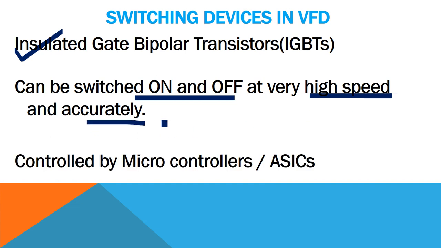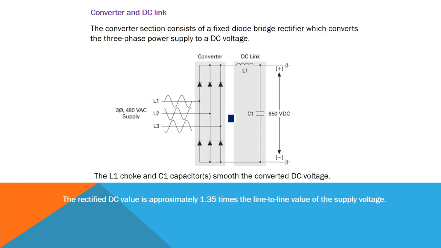We will be giving control from the controller, and that controller speed can be very high. The general controllers are microcontrollers or ASICs, application specific ICs. And here we'll be seeing the converter and DC link. That is, AC is rectified and DC is created in this section.